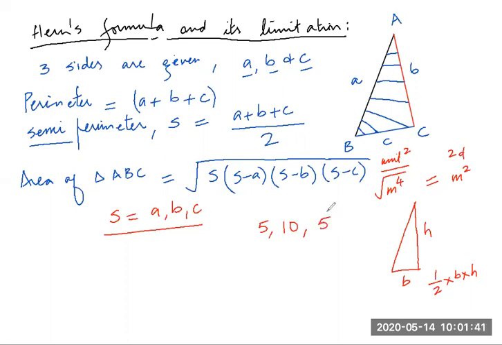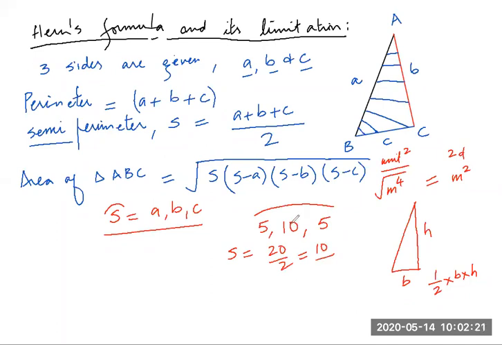In the starting I had mentioned that for Heron's formula we have taken a scalene triangle. Not necessarily. You can even find the area of an equilateral triangle, maybe a right angle triangle, any triangle. But the only thing is the semi-perimeter should not be equal to any of the sides. Here I've taken three sides 5, 10, 5. The semi-perimeter in this case will be 10 plus 5 plus 5, 20 divided by 2, that is equal to 10. Now, it is equal to one of the sides.